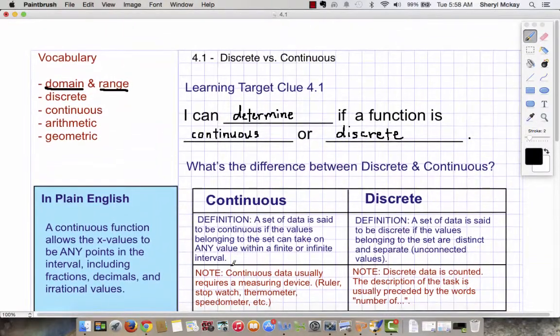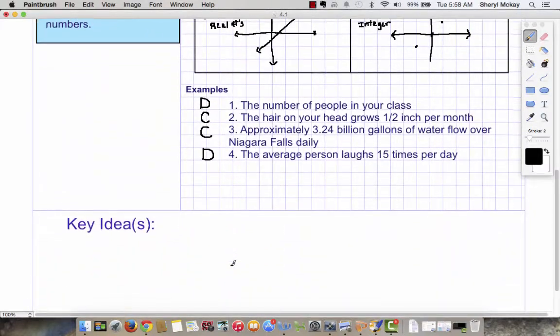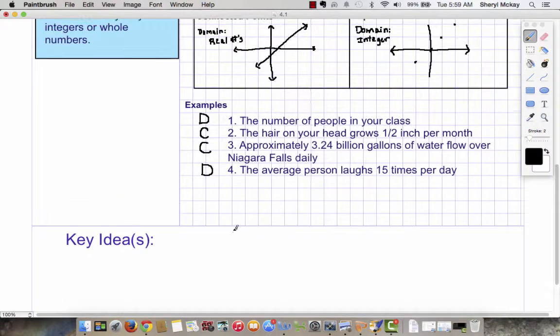A quick and short little lecture on that. Make sure that you write down the key ideas for you that will help you to remember what's the difference between discrete and continuous. Just write it down in your own words so that you can look at it quickly and know exactly what it means.